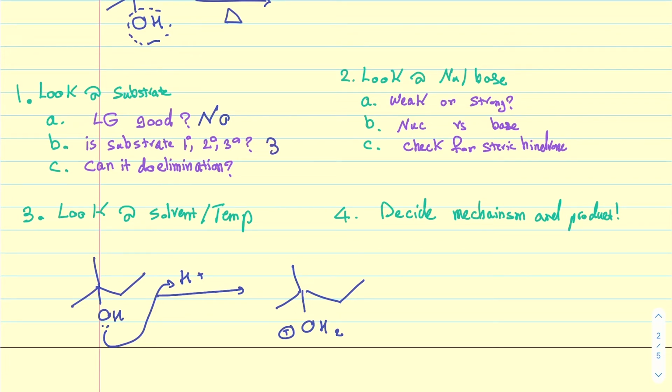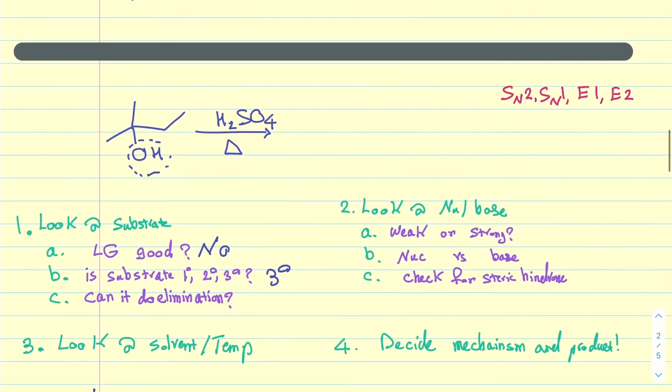Substrate is tertiary, so I know that it's not going to be SN2. That's eliminated right away. Can it do elimination? Yes, it does have beta hydrogens, so it does have hydrogens here and there. Now let's look at the nucleophile slash base. Well, we don't really have a nucleophile slash base. We have H2SO4, which is basically H plus and HSO4 minus. Very, very, very non-nucleophilic H2SO4.